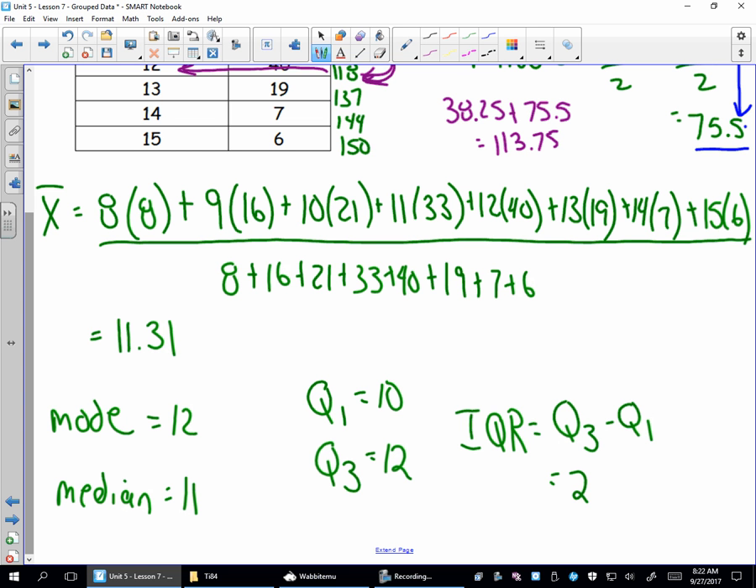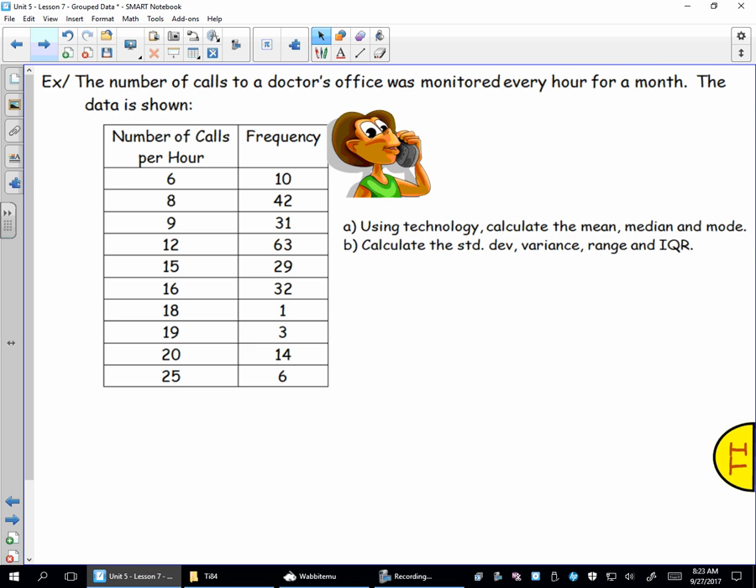Okay, so it's not horribly hard to find, kind of a little bit time consuming. So let's go with some technology, right? We can do this by hand, nothing wrong with doing it by hand. We can know where they come from, but we know technology is a faster tool. So let's look at another discrete situation. The number of calls to a doctor's office was monitored every hour for a month. The data is shown as follows.